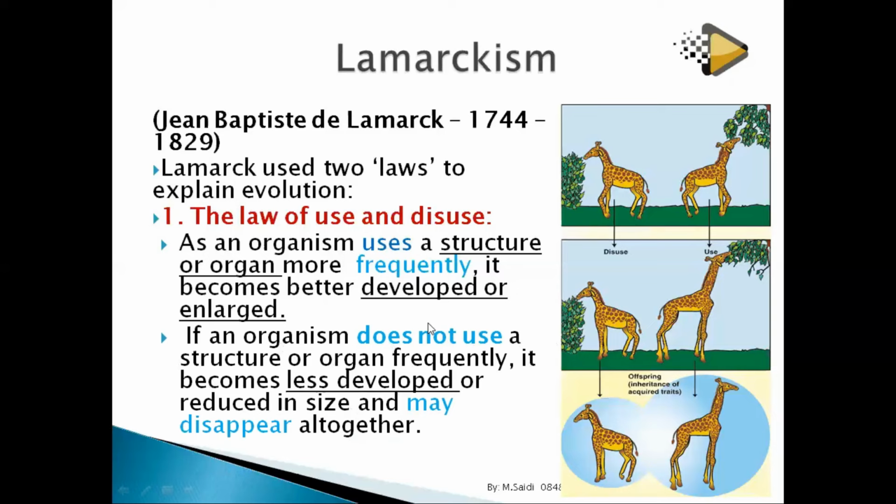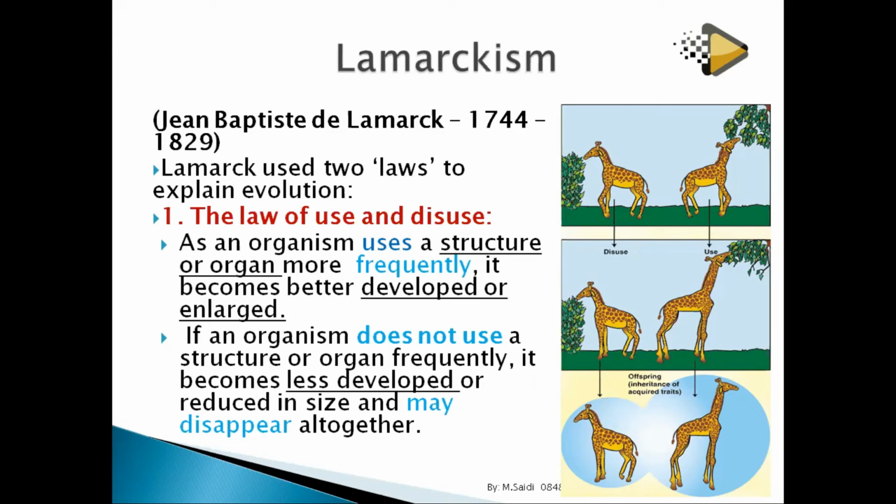So if you remember, when we were talking about the theories of evolution, we talked about embryology. And then you say that we had a tail. Even at birth, you find out that you had a tail. But because we didn't use that tail, it became smaller and smaller and then disappeared. That's how Lamarck is trying to explain that if you don't use a structure, it becomes smaller and smaller and finally disappears. So that is the law of use and disuse.